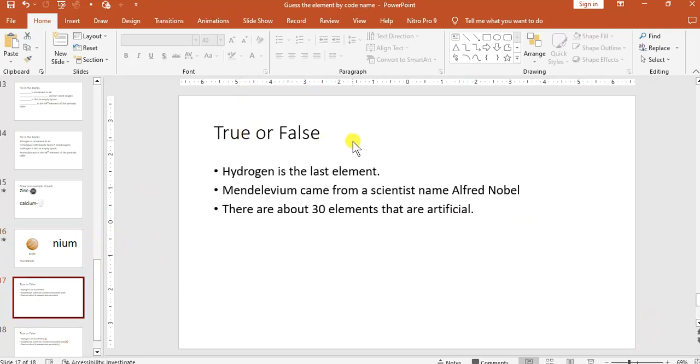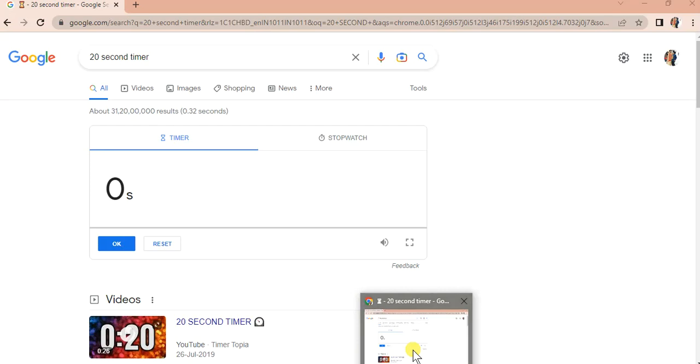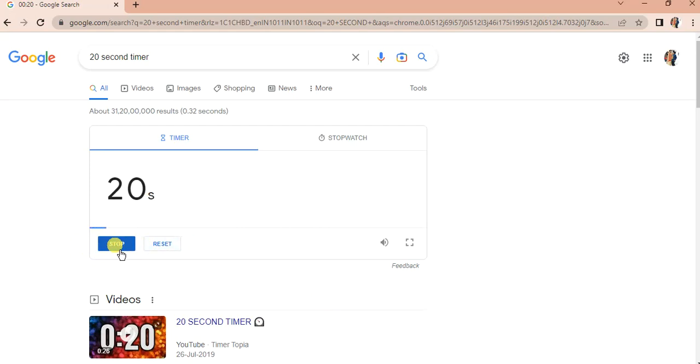So, true or false? Hydrogen is the last element. Mendelevium came from the scientist's name Alfred Nobel. There are about 30 elements that are artificial. I'll explain this too. And you might have guessed this part, and this one will be a confusion if you have not seen the periodic table. Okay? So this is the last question. So you have to guess it quickly though, because your time starts now.